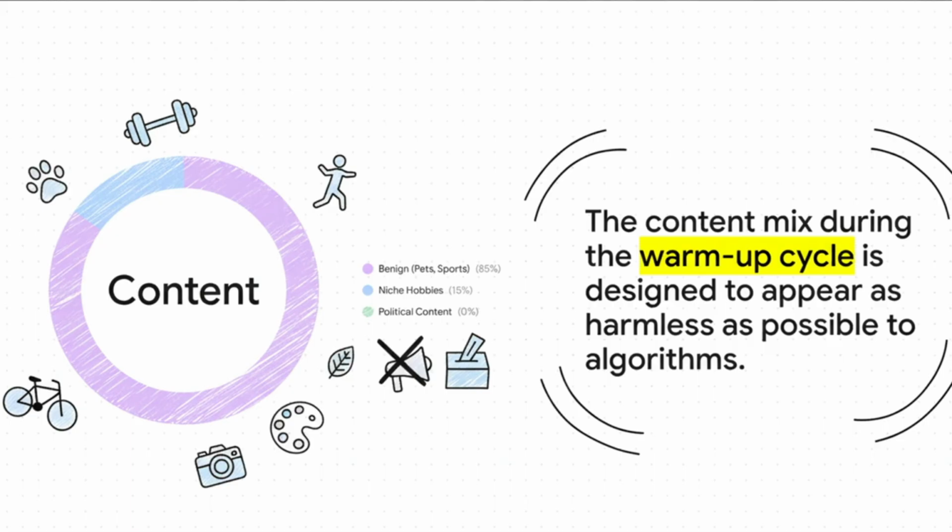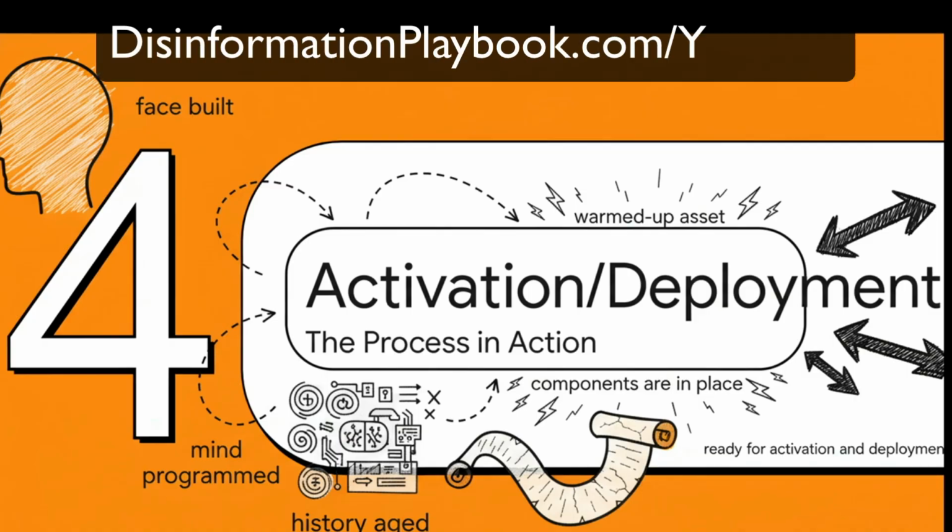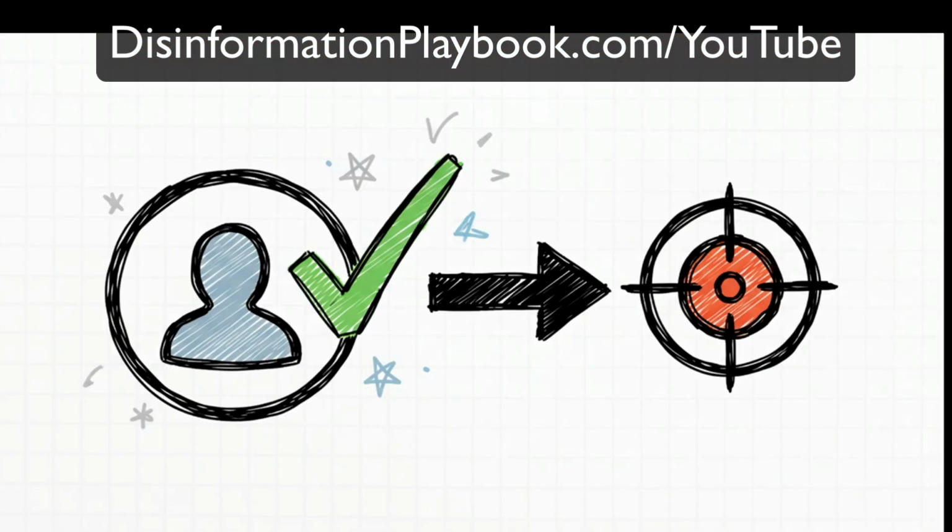A whopping 85% is just generic lifestyle stuff. The entire goal is to seem as boring and normal as humanly possible to fly under the radar of the platform's fraud detection systems. And that means, for this entire month, 0% of its activity is political or controversial. So, after the face is built, the mind is programmed, and the history is properly aged, all the pieces are finally in place. The persona is now what they call a warmed-up asset, and it's ready for activation. The system flags the account is good to go. The warm-up is complete. The synthetic human is now ready for its real purpose.